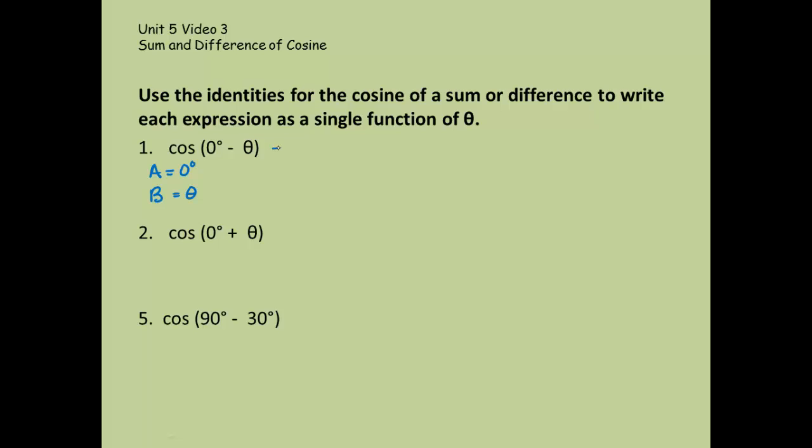So if I have this equal to the cosine of A times the cosine of B plus the sine of A times the sine of B, then I'm going to have the cosine of 0 degrees times the cosine of theta plus the sine of 0 degrees times the sine of theta. So now I filled in my values for A and B, and now it's time to evaluate.